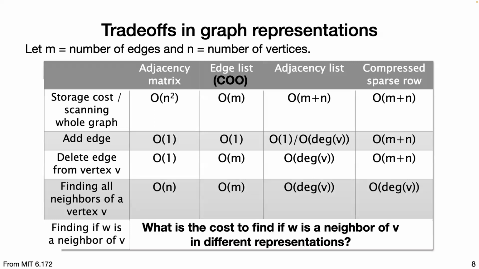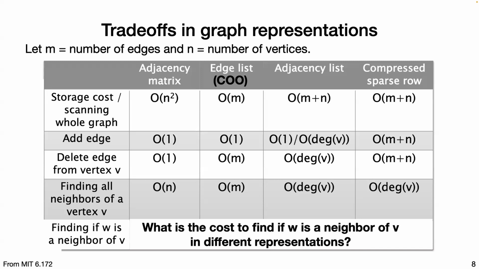Okay. So I guess in the unsorted case, it would be all of them. The last one is you want to find the neighbor. This is different from iterating over all the neighbors; this is tell me if W is a neighbor of V. So the edge list would be O of M. The adjacency list would be O of degree of V. CSR would also be O of degree.